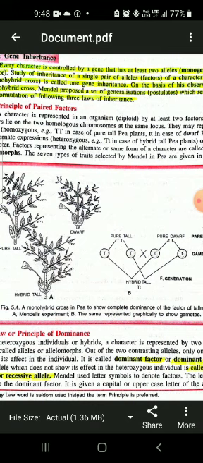Yesterday we had discussed the hybridization experiment performed by Mendel, and he performed this experiment in two different terms. One was named as the monohybrid cross and the other was the dihybrid cross. For monohybrid cross, Mendel selected the pure line of tall and dwarf plant, and these plants were true breeding.